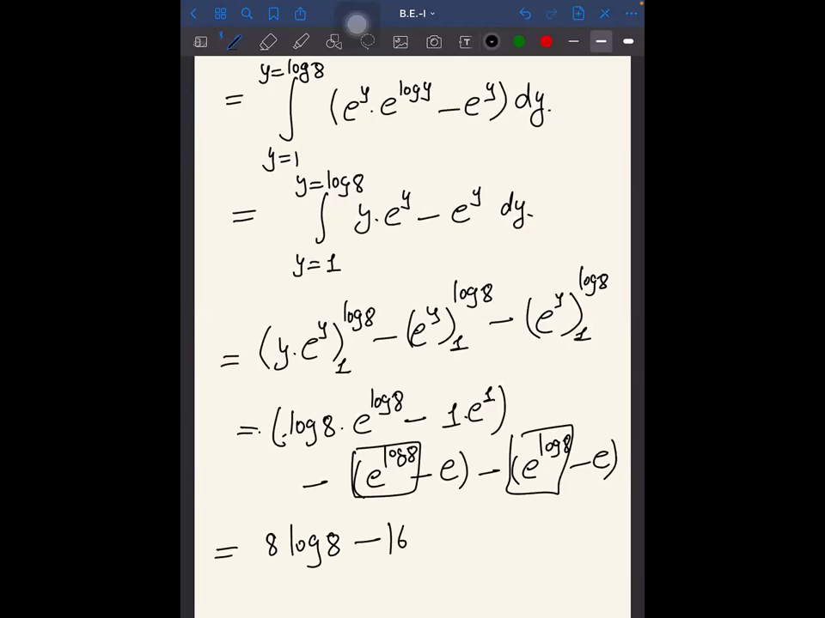Okay. So now 8 and 8, 16, right? And here you have minus minus plus e, minus minus plus e, and minus e. So 2e minus e, e. Yes, right? So you're with me? Yes, sir. So this will be the answer to this problem.